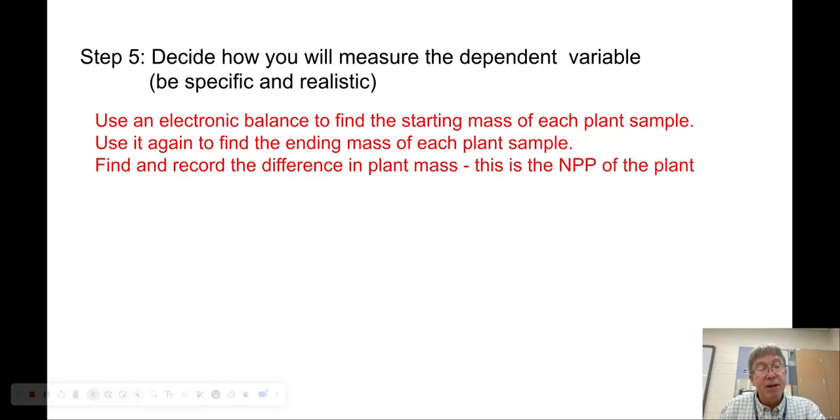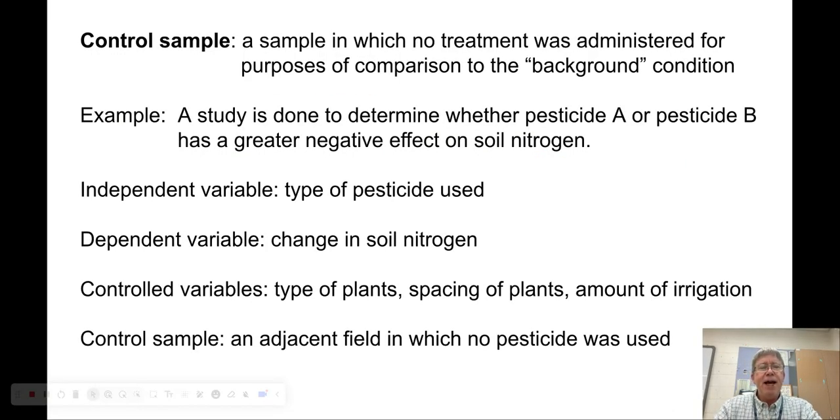Because remember, the best way to measure NPP, net primary productivity, is by measuring biomass. Now, how about control samples? Okay. Let's just talk about a control sample.